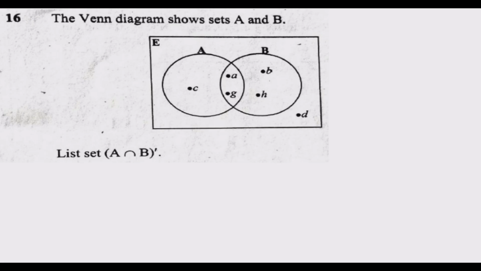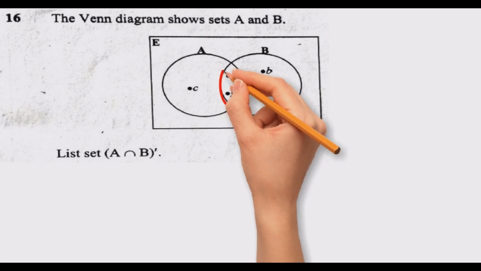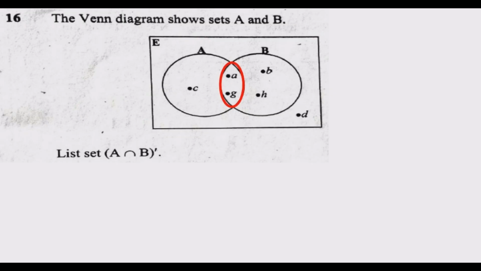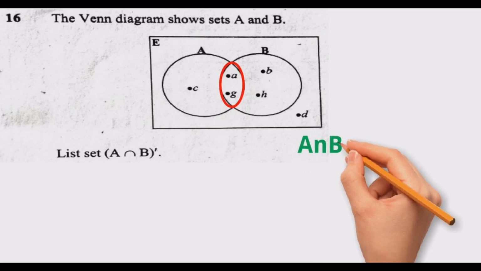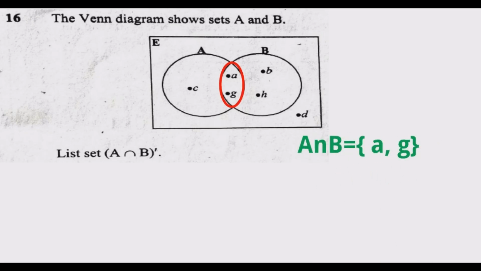Okay, so when we look at the diagram, the intersection part is the one I've circled there in red. The members of A intersection B are A and G. Those are the members of A intersection B. Okay, so now the question is asking us to list a set of A intersection B complement.